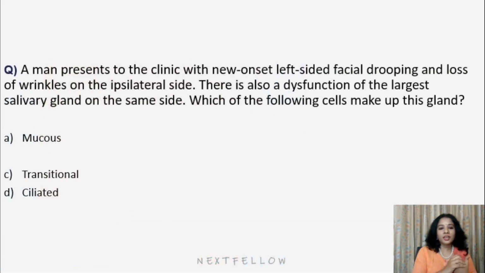So here are a few questions. A man presents to the clinic with new onset of left side facial drooping and loss of wrinkles on the ipsilateral side. There is also dysfunction of the largest salivary gland on the same side. Which of the following cells make up the gland? The options are missing, but I hope you can know the answer. We know the parotid is a serous salivary gland.